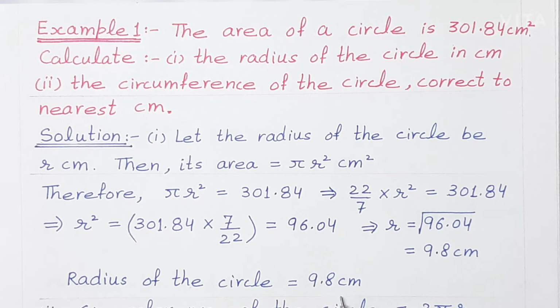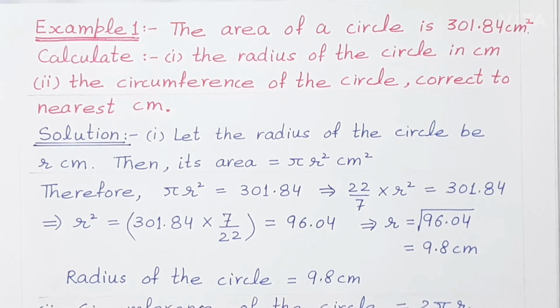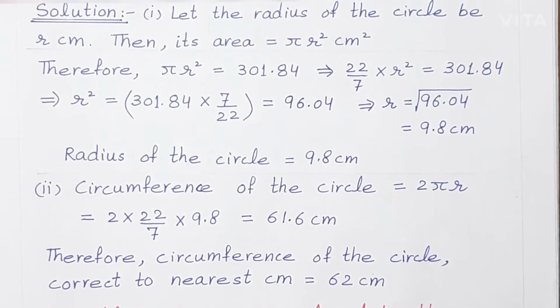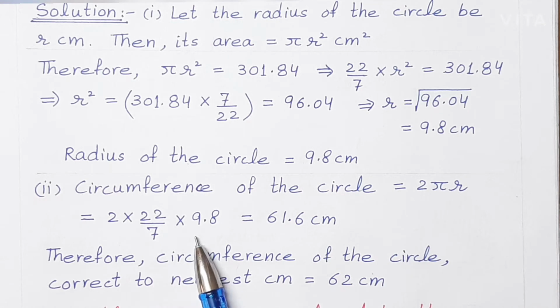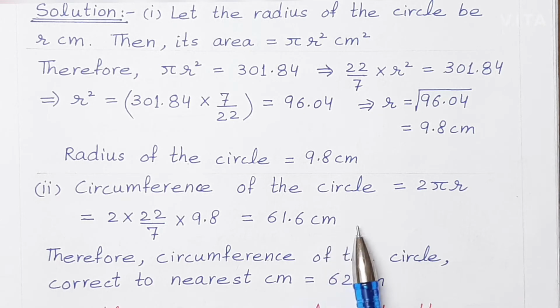Now, since we know the radius, we can easily find the circumference of the circle. That is 2 pi r, 2 into 22/7 into 9.8, that is 61.6 centimeter. Therefore, circumference of the circle correct to nearest centimeter is 62 centimeter. Here we round off the value. Clear?